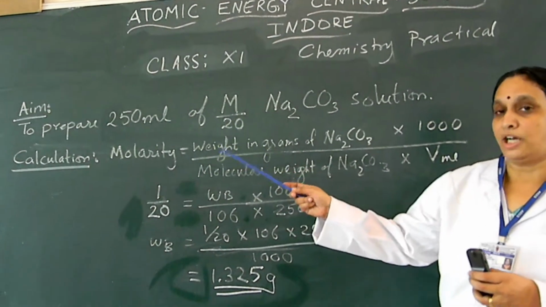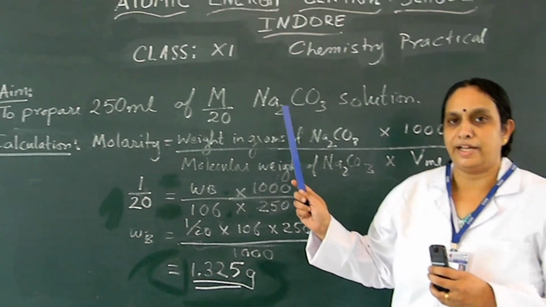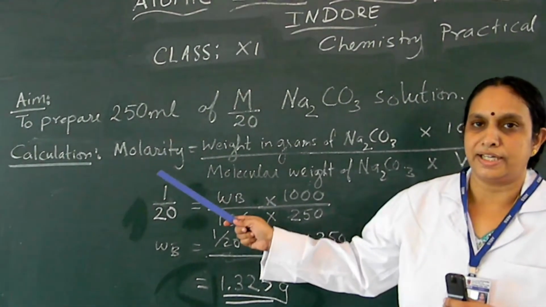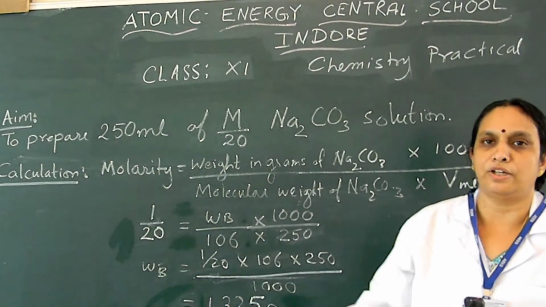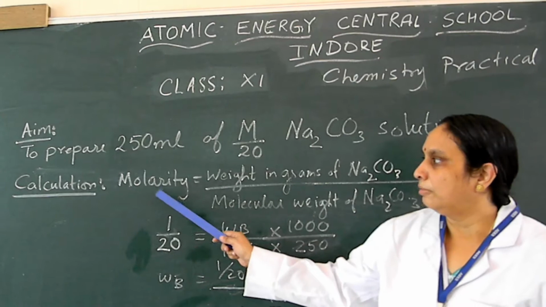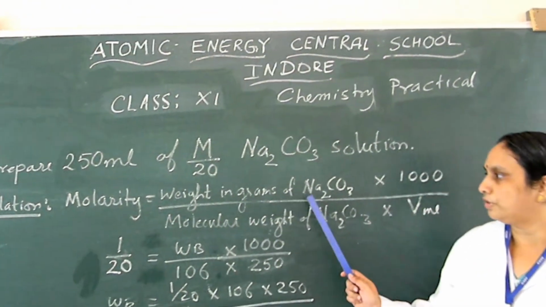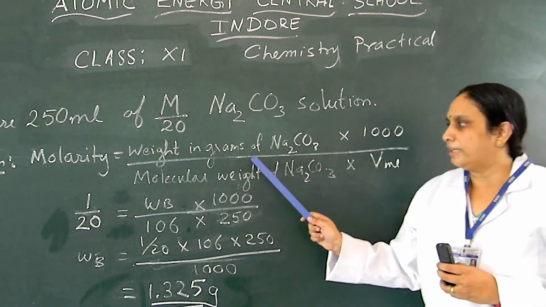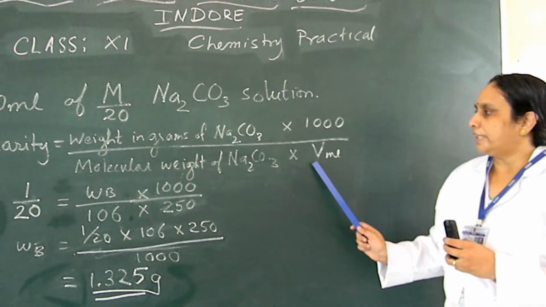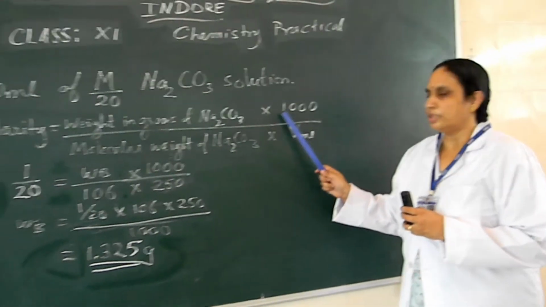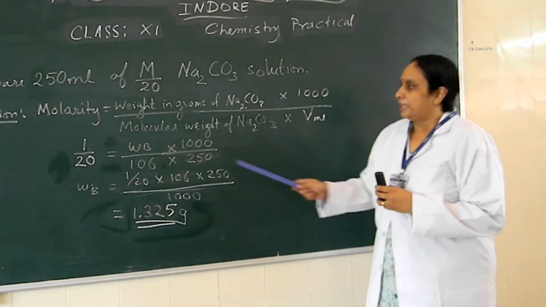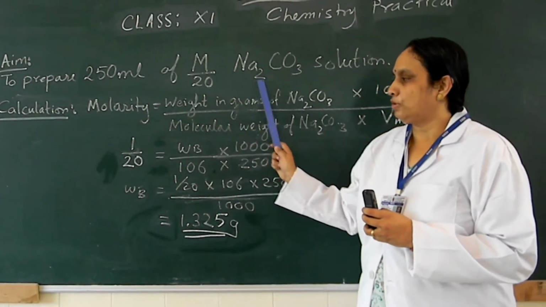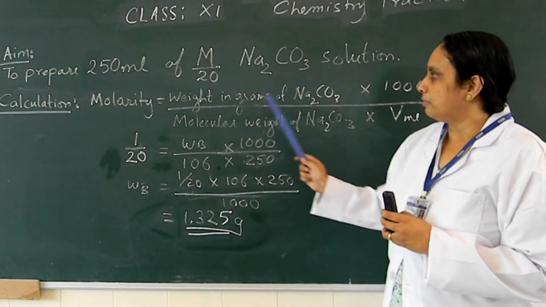Now for that we'll have to calculate how much weight of Na2CO3 we have to weigh. For that we'll take the definition of molarity. You know that molarity is the number of moles of the solute dissolved in 1 liter of solution. So we can write the formula. Molarity is equal to weight in grams of Na2CO3 upon molecular weight of Na2CO3, which comes out to be the number of moles, and we divide it by the volume in ml. So we take V in ml and divide by 1000. Here in place of molarity we can write 1/20 as we are going to prepare M/20 Na2CO3. Now Wb is the weight in grams of Na2CO3.